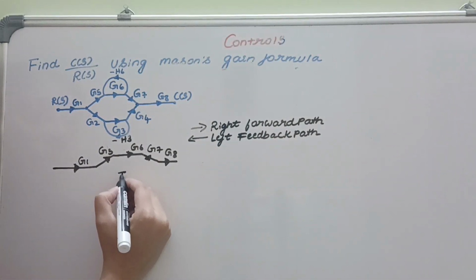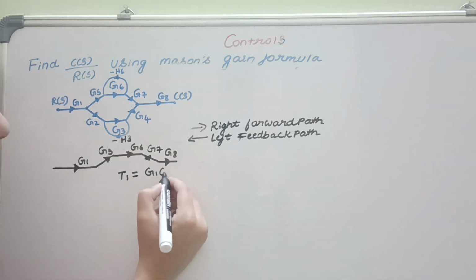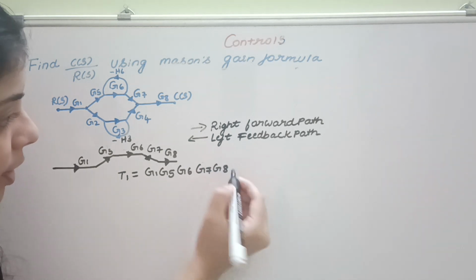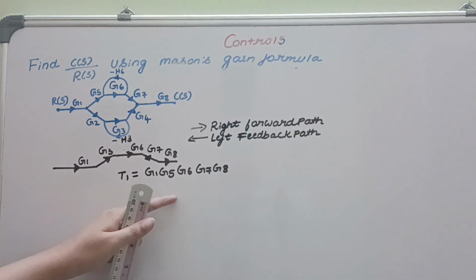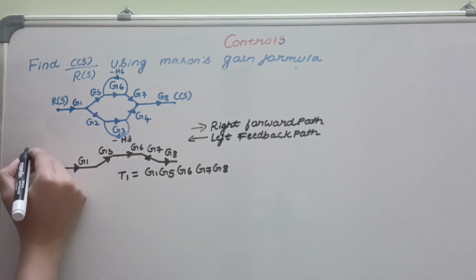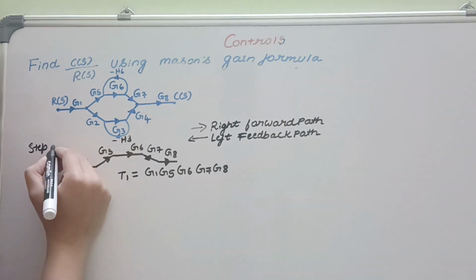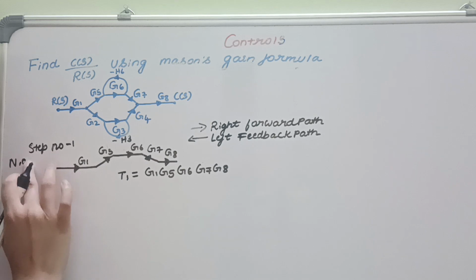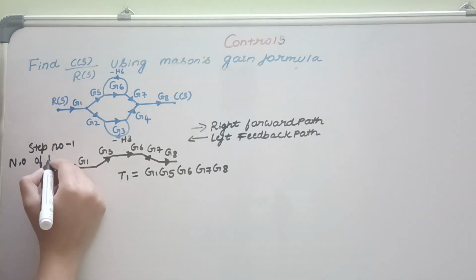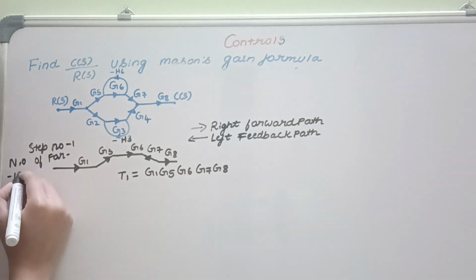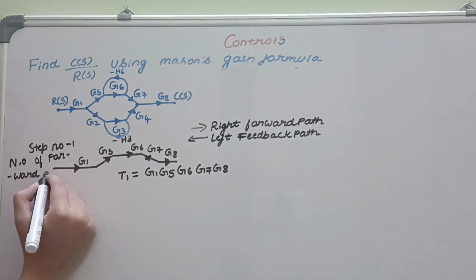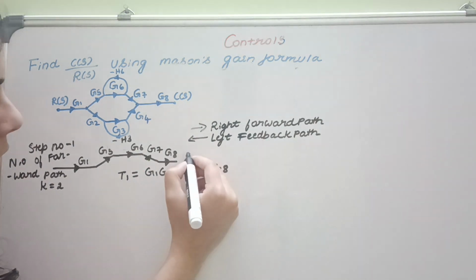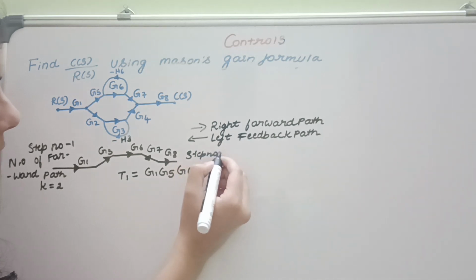So this is my T1, say G1, G5, G6, G7, G8. Right? These three are correct? Yes. And now, before that, what does my step 1 say? Number of forward paths is 2, right? Number of forward paths, K is equal to 2. And this is my step number 2, T1 and T2, right?